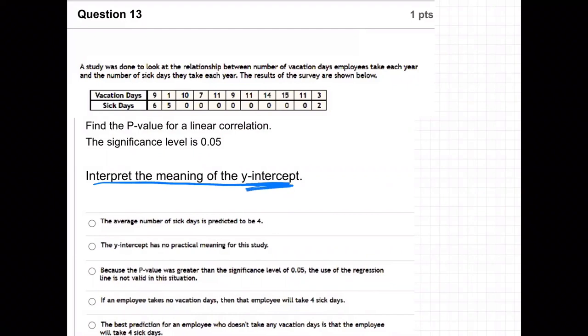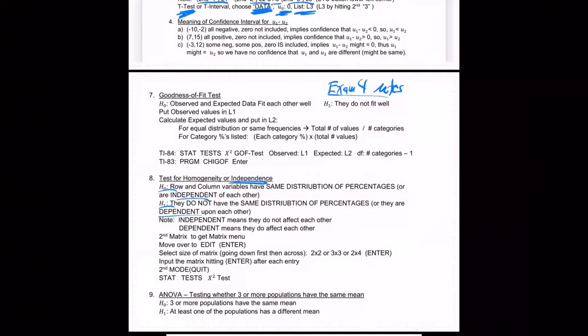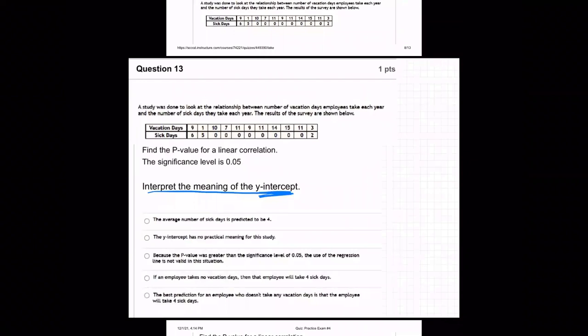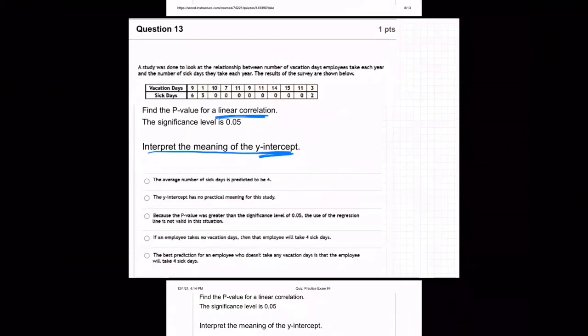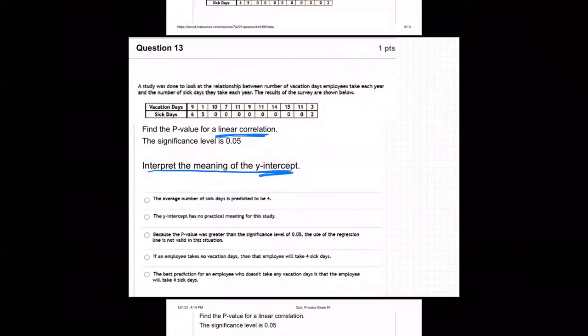So what is the y-intercept? What's that? Well, let me go with you to the notes. And what are we talking about here? They're talking about linear correlation notes. So I'm going to go to the notes and get the information on linear correlation. Let me show you. Let me grab it from the notes.